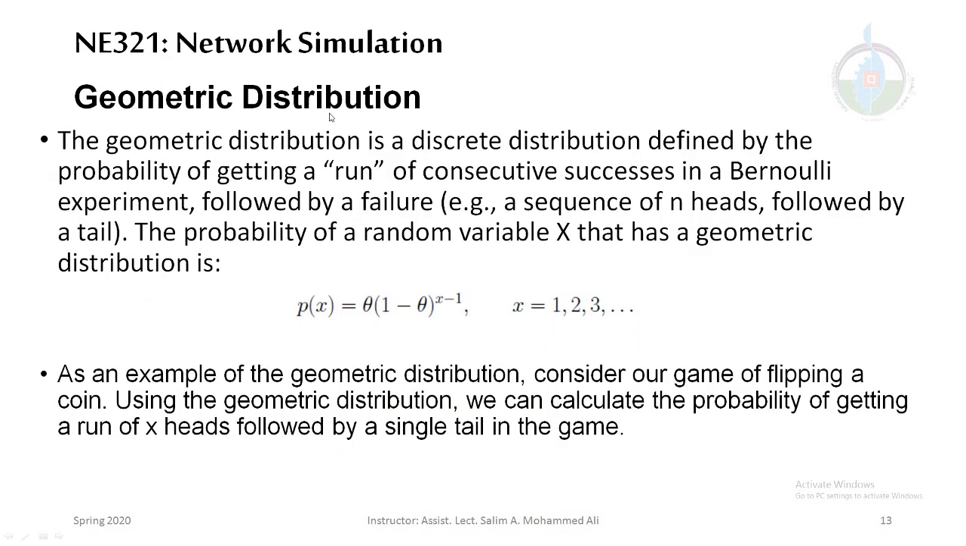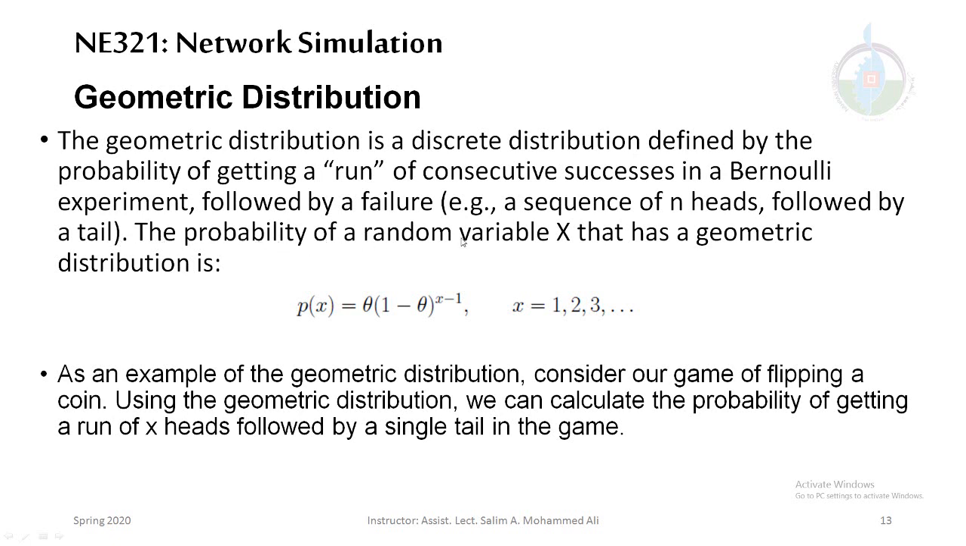Now let's go to the geometric distribution. The geometric distribution is a discrete distribution defined by the probability of getting a run of consecutive successes in a Bernoulli experiment followed by a failure. For example, a sequence of n heads followed by a tail.